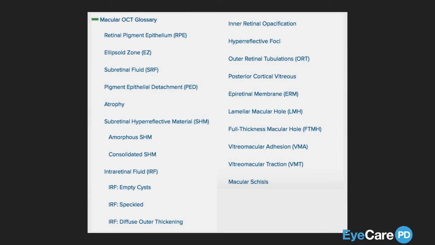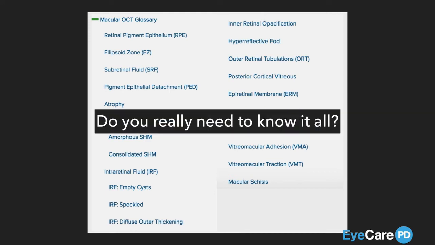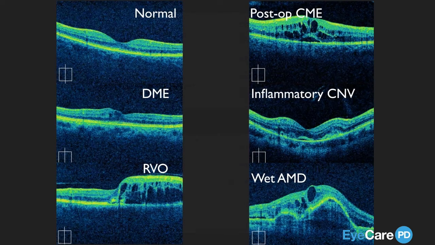Okay, so we've got this big list, and I think the obvious question becomes, well, do you really need to know it all? Well, you of course know my bias is already going to be yes. You really do need to know all of these terms. But let me hammer home one more time why that's so important. Here, we've got our 6-up example of the different types of pathologies that you can run into.